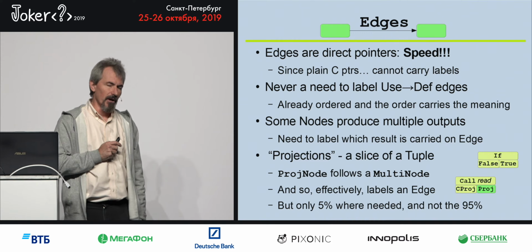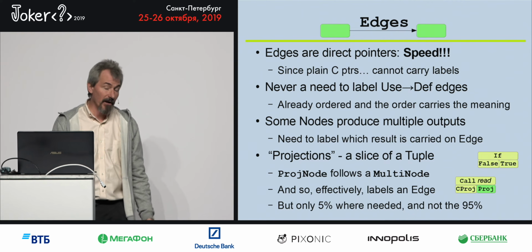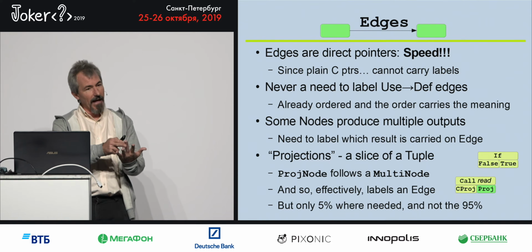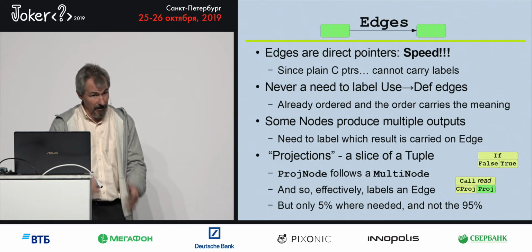And that's where your meaning comes from. That's A divided by B versus B divided by A. Or if you're a load instruction, you have a memory and an address. And if you're a store, you have a memory, an address, and a value. These are in a particular order, and that matters.